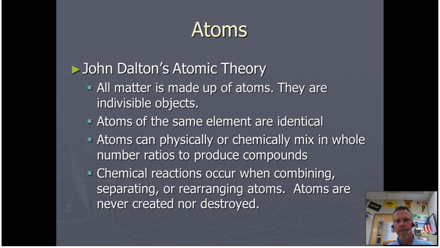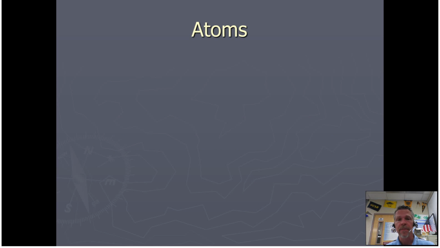And finally, the last one is that chemical reactions occur when atoms combine, or when they separate, or when they rearrange. So the definition of a chemical reaction is the separation, rearrangement, or combination of atoms. You don't get to make new atoms or destroy old atoms. They're neither created nor destroyed, but they're simply rearranged. That was one of the tenets of John Dalton's theory. Now, of course, we know that you can destroy atoms, or you can take them apart into their smaller pieces, but we'll get to that.